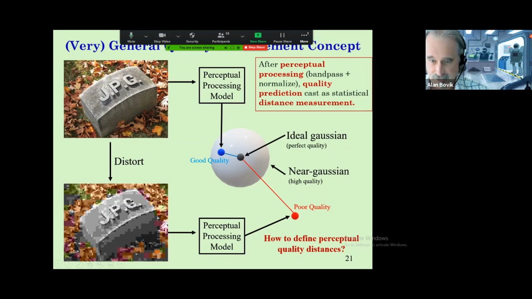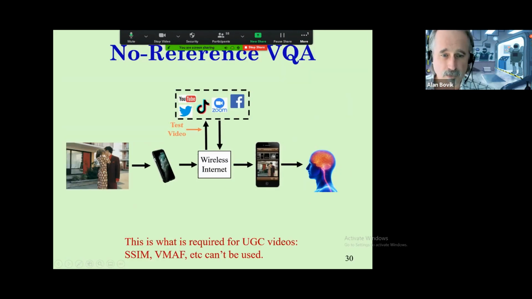So I'm keeping things simple right now, but it's all kind of similar to this. Again, we process something good quality, it falls within range of an ideal Gaussian, we might say, conceptually. If it's distorted, it falls further away. And that suggests that maybe we can predict quality by measuring some sort of statistical/perceptual distances of videos after our processing as compared to Gaussianity. These days, boy, is it important.